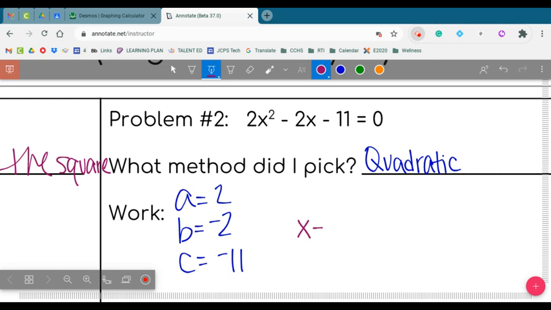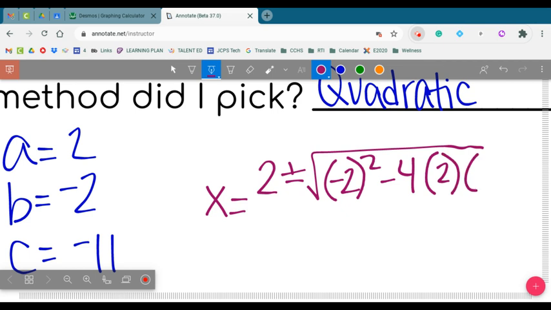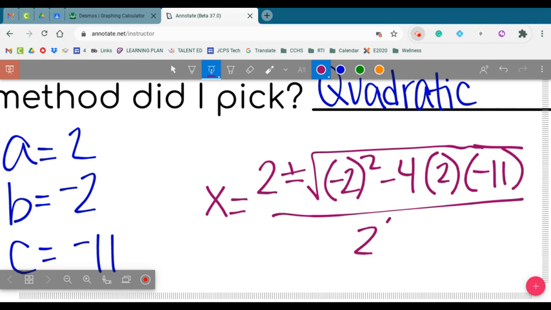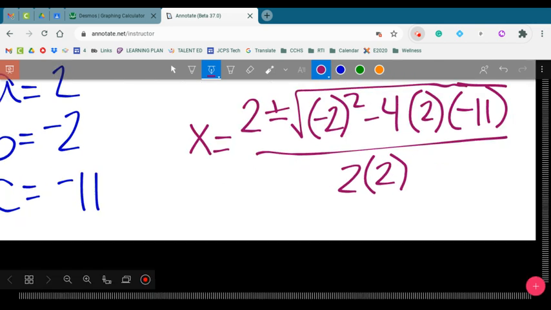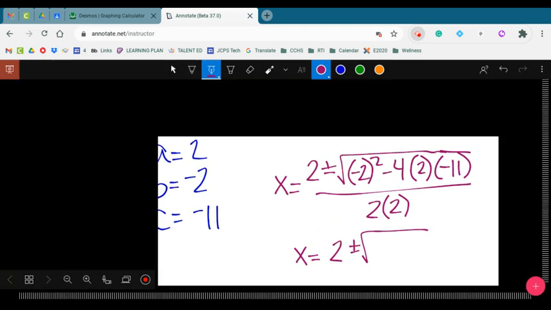So we're going to get x equals negative b, so it's going to be a comma positive 2 plus or minus the square root of b squared, so negative 2 squared, minus 4 times my a times my c, all over 2 times my a. So we're going to get x equals 2 plus or minus the square root.